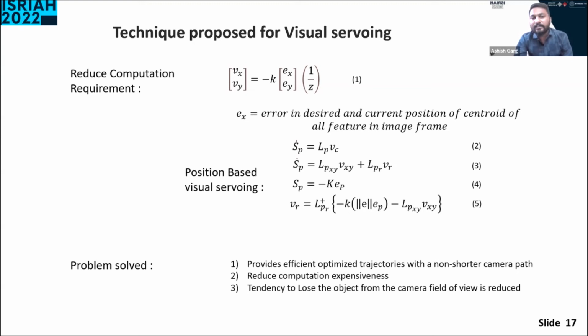By using this method, we reduce three kinds of problems. First, we provide an optimized path, as we are using pose-based visual servoing. Second, computational expensiveness will not be there because our matrices are symmetrical. Third, the tendency of losing the object from the camera frame will reduce, as we are using equation number 1 in the velocity control system.